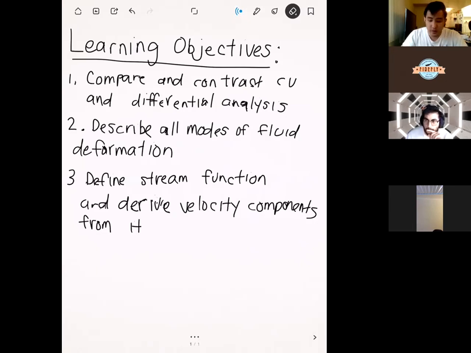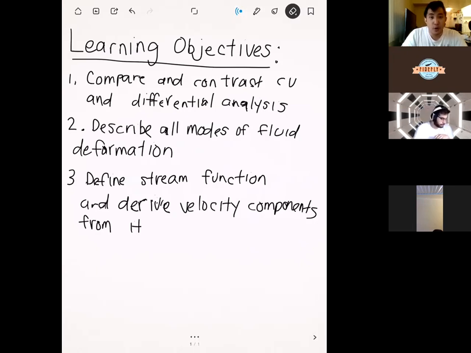I should have mentioned this before we started this unit, but this period of the class, in between the first midterm and the second one, I consider to be almost the meat and potatoes of fluid mechanics. We're going to go over two types of analysis. We're basically done with control volumes, so that's the big first part.